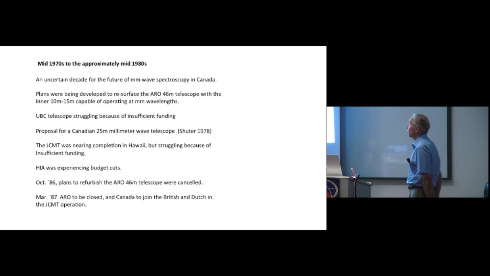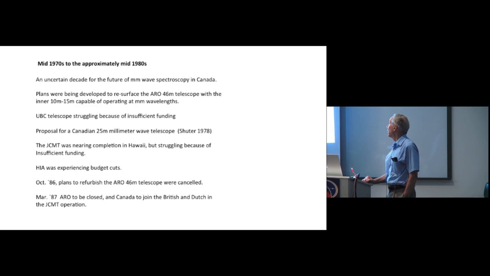There was also, to add to the mix, a report by Bill Shooter in 1978 for a Canadian 25-meter millimeter wave telescope. The JCMT was nearing completion, although there were two countries involved then, the United Kingdom and the Netherlands. But it was struggling because of insufficient funding. And HIA was experiencing budget cuts, as you heard.